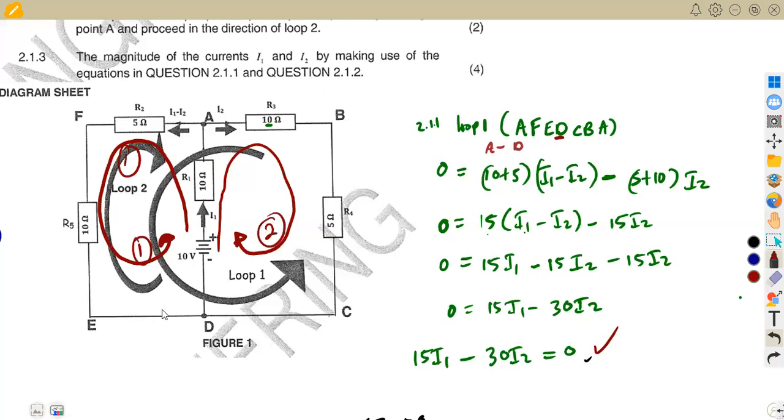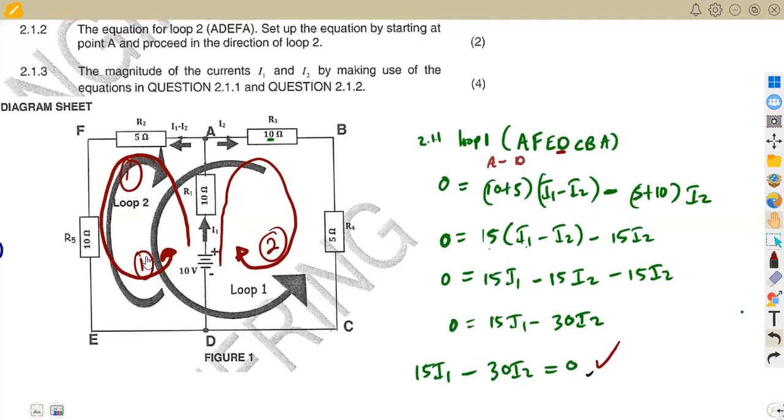I want you to try this question, solve it, and you'll see that you're going to have the same answers, not the equations. The equations might be different, but the answers that we have at the end will be the same. So I want you to try it and see: formulate your own equation for loop 1, your own equation for loop 2, then solve the equations.